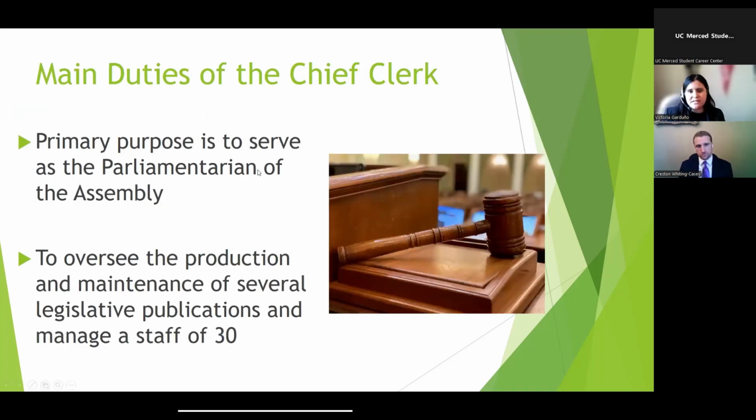So the main duties of the chief clerk. So the primary purpose of the chief clerk is to serve as the parliamentarian of the assembly and to oversee the production and maintenance of several legislative publications and manage a staff of about 30.